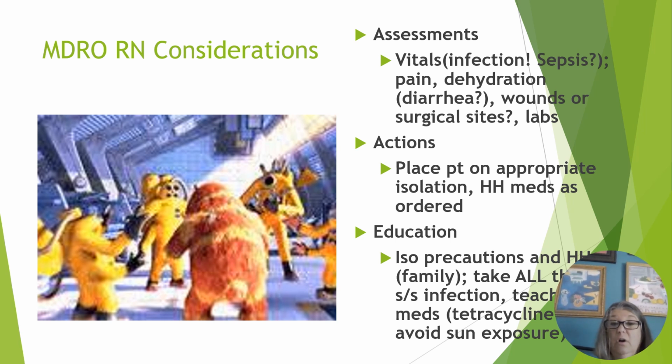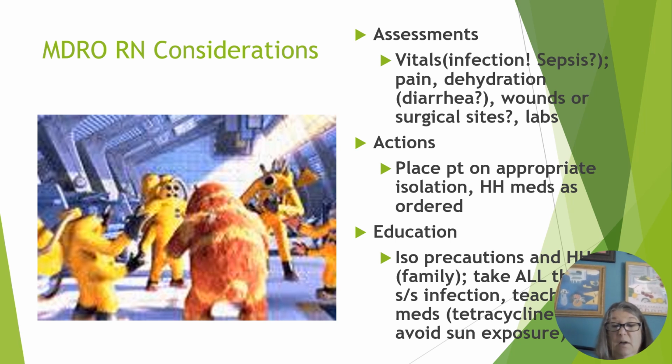Tachypnea can occur. Of course, we're going to want to watch our O2. Pain, they could be in pain related to this, and that can affect vitals. Skin turgor and mucous membranes, urine output, all related to risk of hypovolemia. We're going to want to assess wound or surgical sites, right? What do those look like? Bowel movement frequency, consistency, skin integrity. Am I worried about further breakdown?